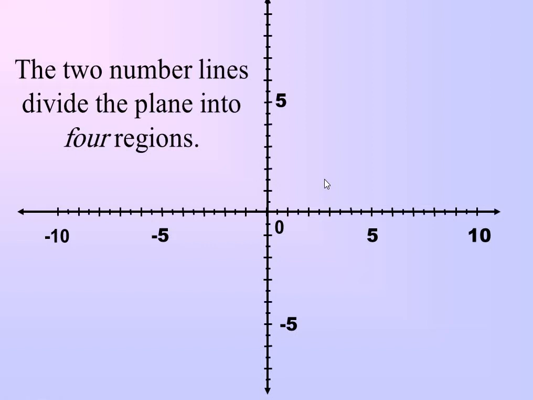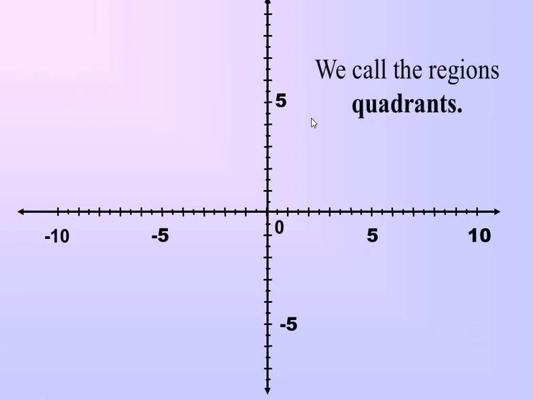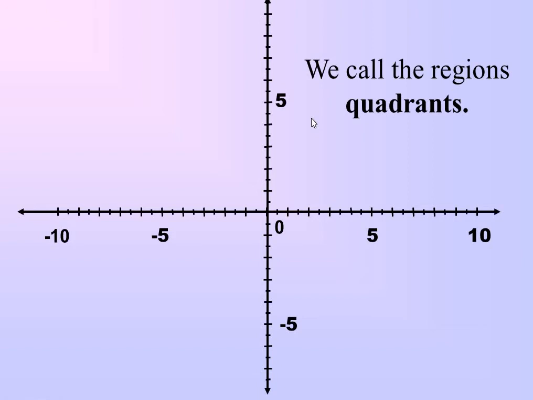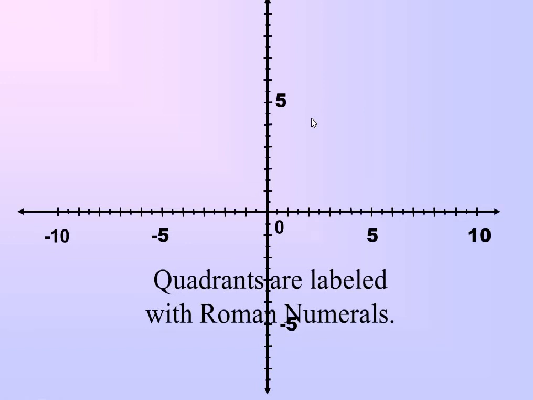The 2 axes divide the plane into 4 regions, as you can see here. What do I call them? Every region I call a quadrant. Now, in quadrants, if I want to label them or show them in the coordinate plane, I use Roman numerals.